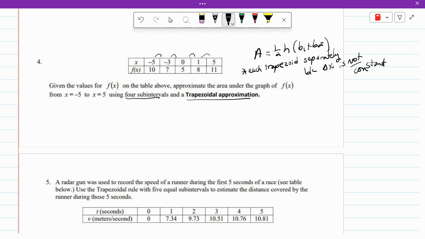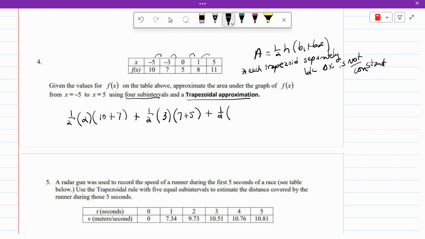Okay. So I'm going to start with the first one, from -5 to -3. So it's going to be 1/2 times the height. Remember, the height is always your delta x. So my change in x there is 2. And then base 1 is 10 plus base 2 is 7. The value of the function on the left plus the value of the function on the right. Plus, and then I'm going to do the next trapezoid. So my delta x for my next trapezoid is 3 because it's from -3 to 0. So that's 3 units. And then plus the value of the function on the left plus the value of the function on the right. Okay, I've got 2 more.